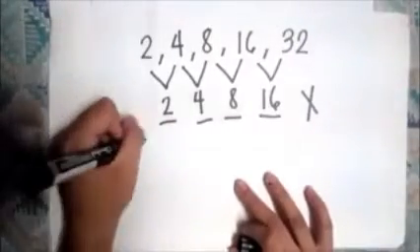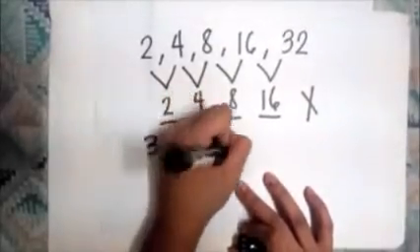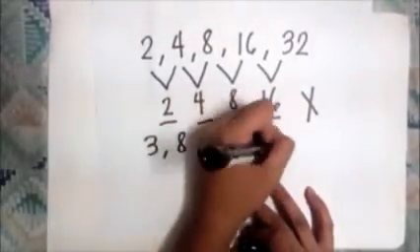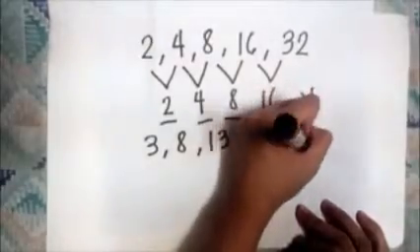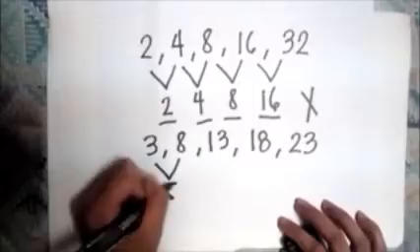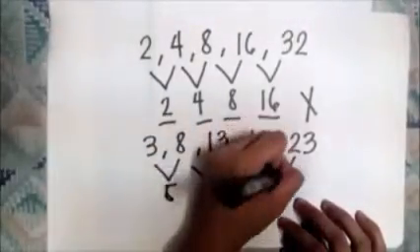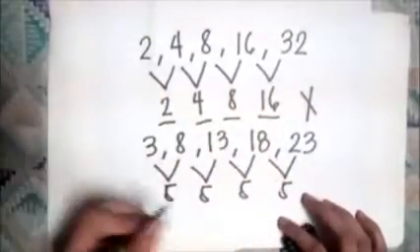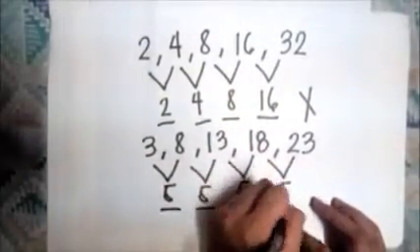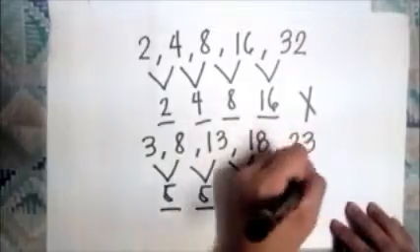Let's try 3, 8, 13, 18, and 23. We have the common difference of 5. They have the same difference, so we will consider this an arithmetic sequence. So yes.